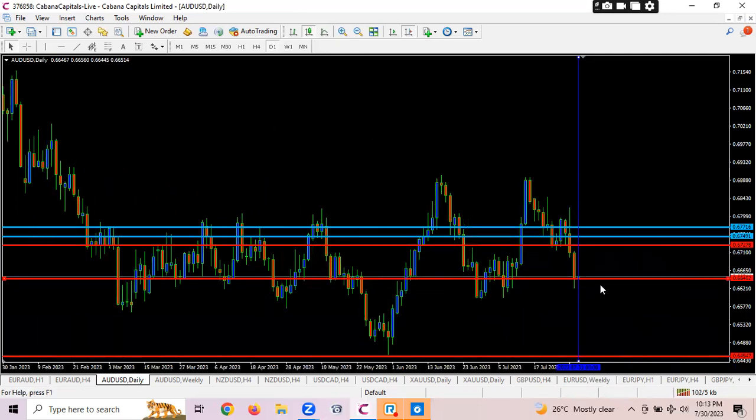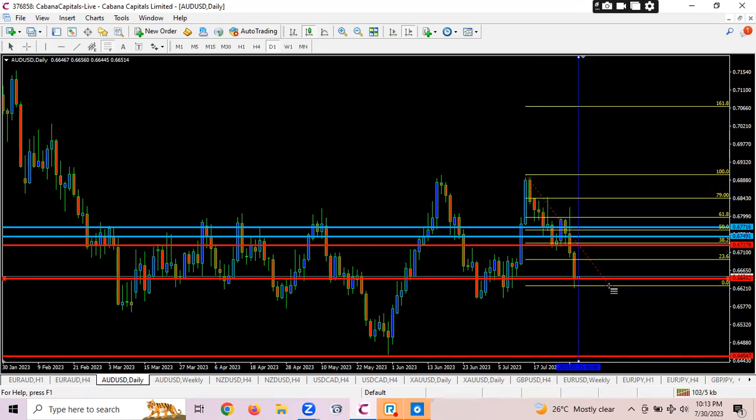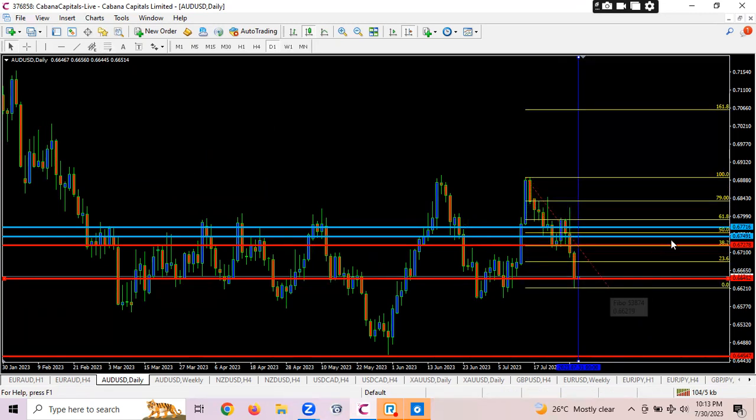on Australian dollar USD. Okay, I expect price to pull back to the 50% or 61.8 retracement level. That's my expectation. So I expect price to pull back to 50, 61.8 or 79.0. Last Friday candle closed as a bearish candle. So after the close of last Friday candle, let's see the formation we had on 4 hour.